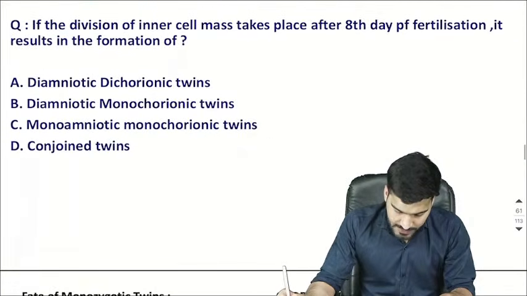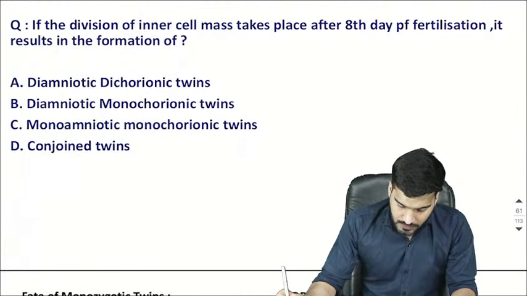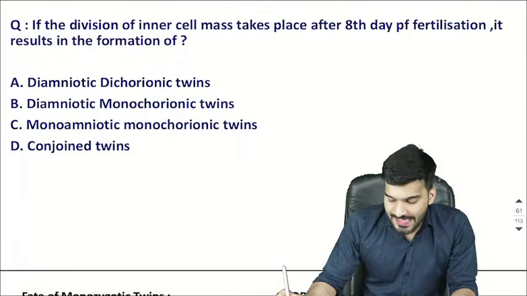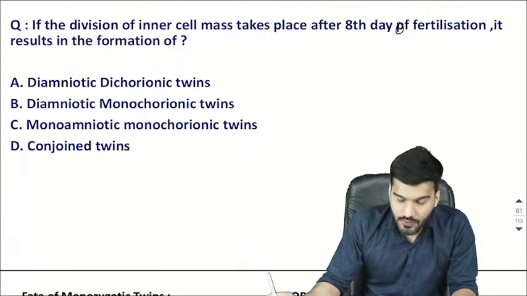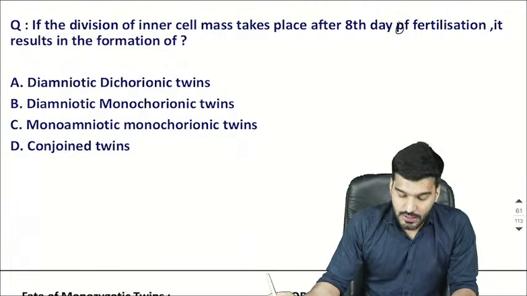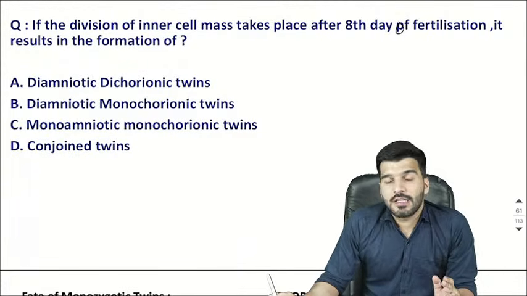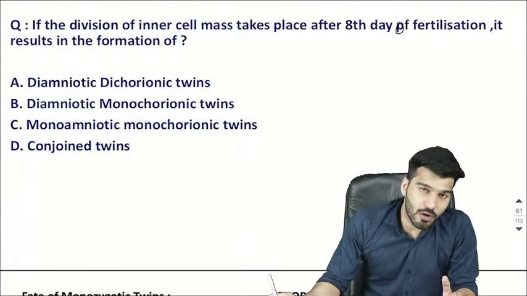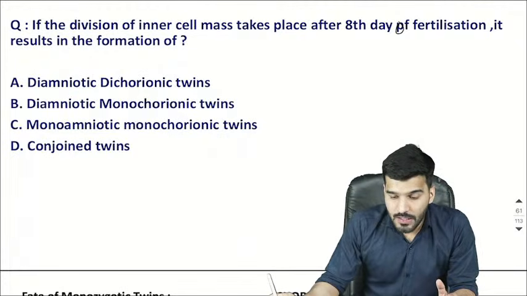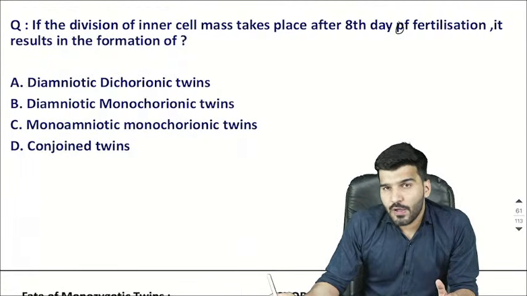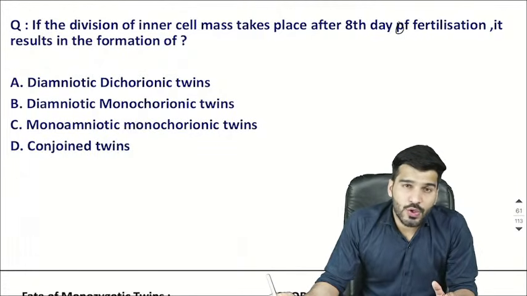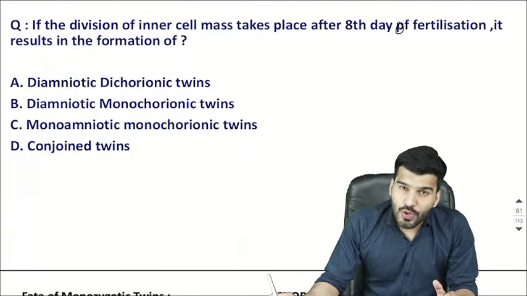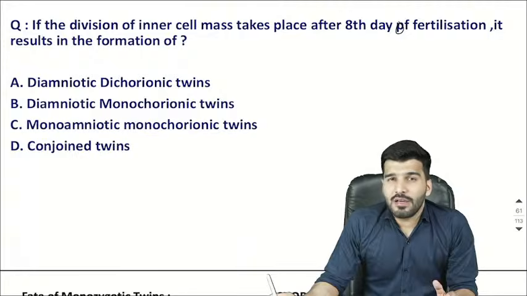Now next question: if the division of the inner cell mass takes place after the 8th day of fertilization, it results in the formation of what? Now we have discussed in our main sessions the monozygotic twins and the dizygotic twins, right? We know that the fate of the monozygotic twins can be dichorionic diamniotic, monochorionic diamniotic, monochorionic monoamniotic, or conjoined twins.